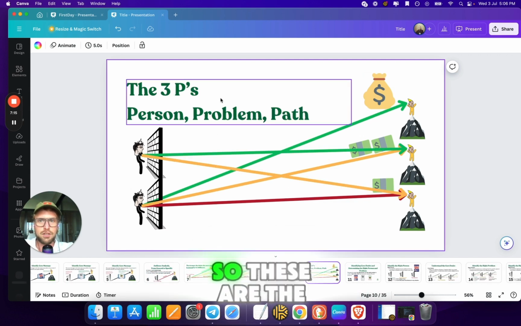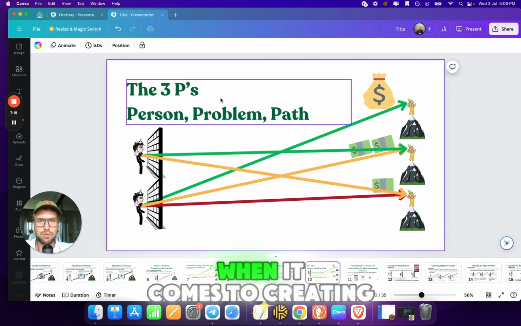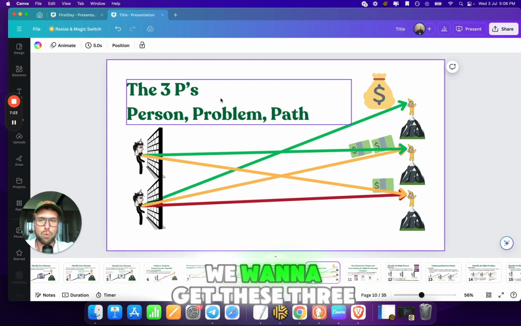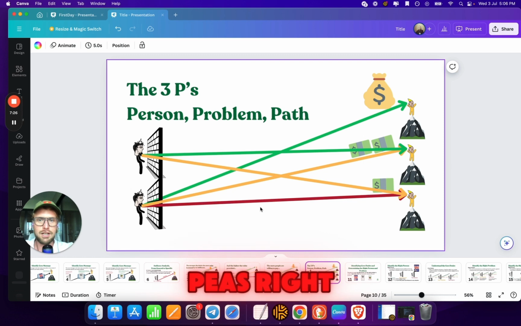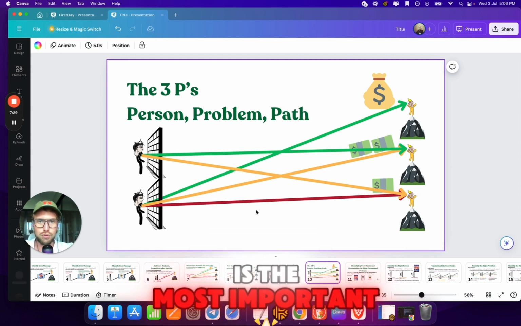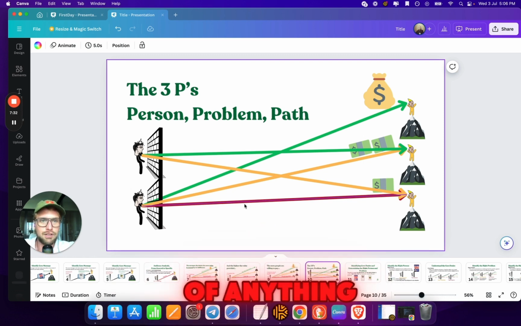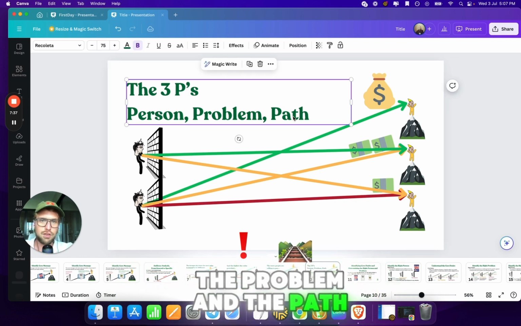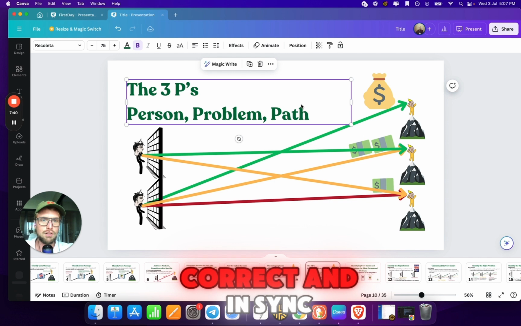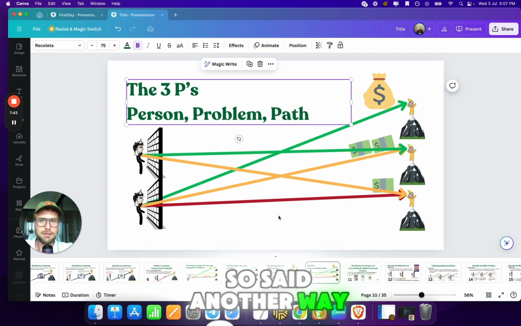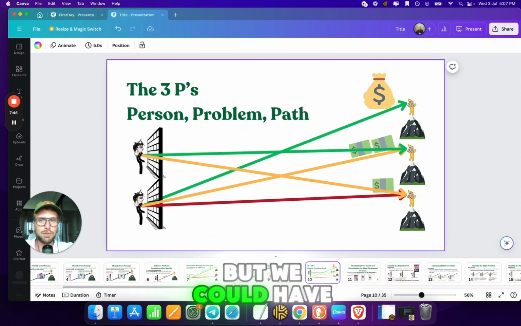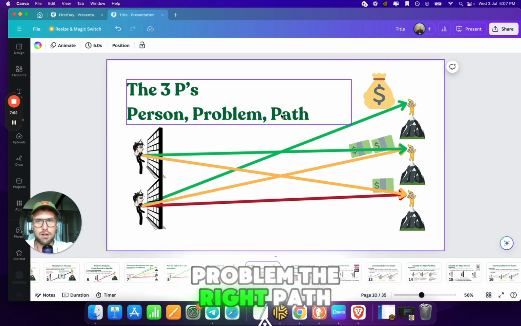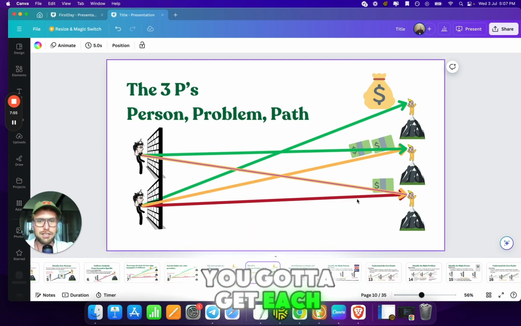Okay. So these are the 3 P's when it comes to creating a business, creating an offer, creating a community. We want to get these 3 P's right. It really is the most important thing out of anything when it comes to business. And it's getting the person, the problem, and the path to its fulfillment correct and in sync. So said another way, we could have the right person, the right path, but the wrong problem. We could have the right problem, the right path, but the wrong person. You've got to get each one of these correct.